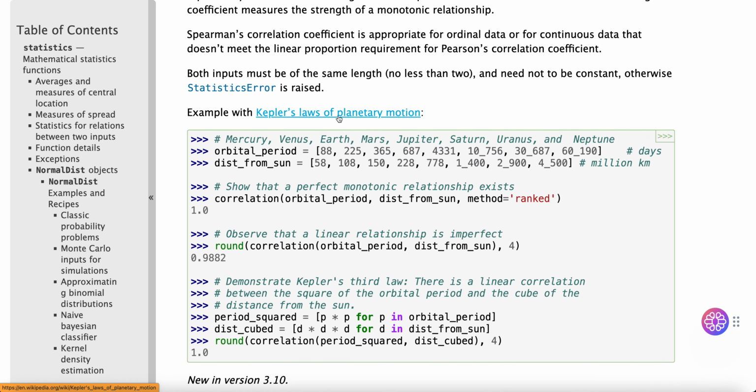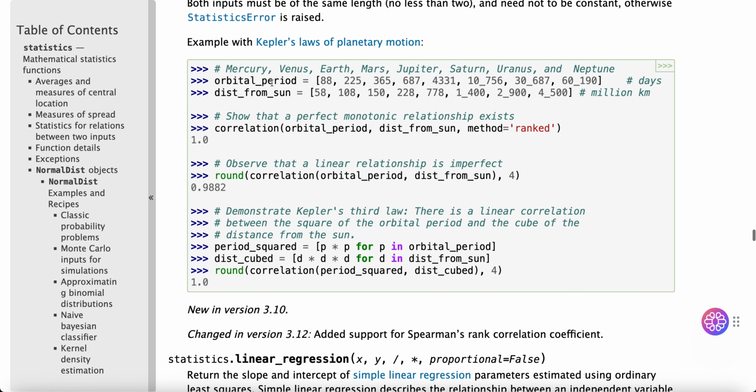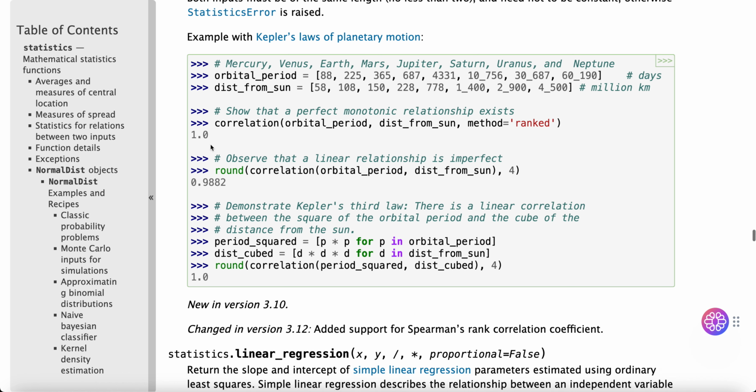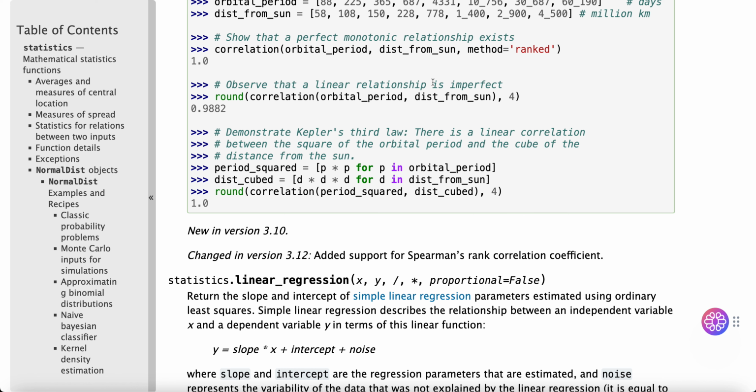Example with Kepler's law of planetary motion: Mercury, Venus, Earth, Mars, Jupiter, Saturn, Uranus and Neptune. Orbital period, these are periods in number of days. Distance from Sun in million kilometers, so that a perfect monotonic relationship exists. correlation(orbital_period, distance_from_sun, method='ranked') gives 1.0. Observe that a linear relationship is imperfect: round(correlation(orbital_period, distance_from_sun), 4) gives 0.9882.